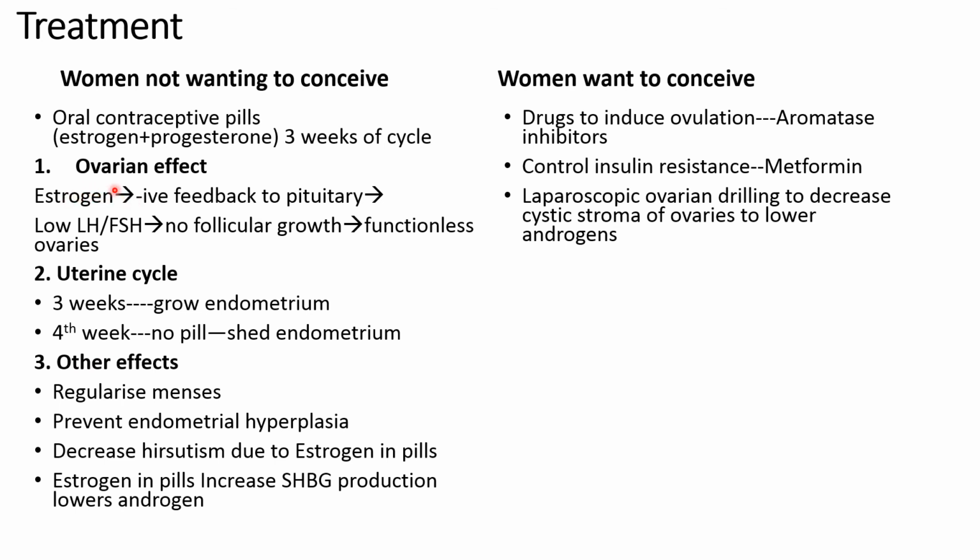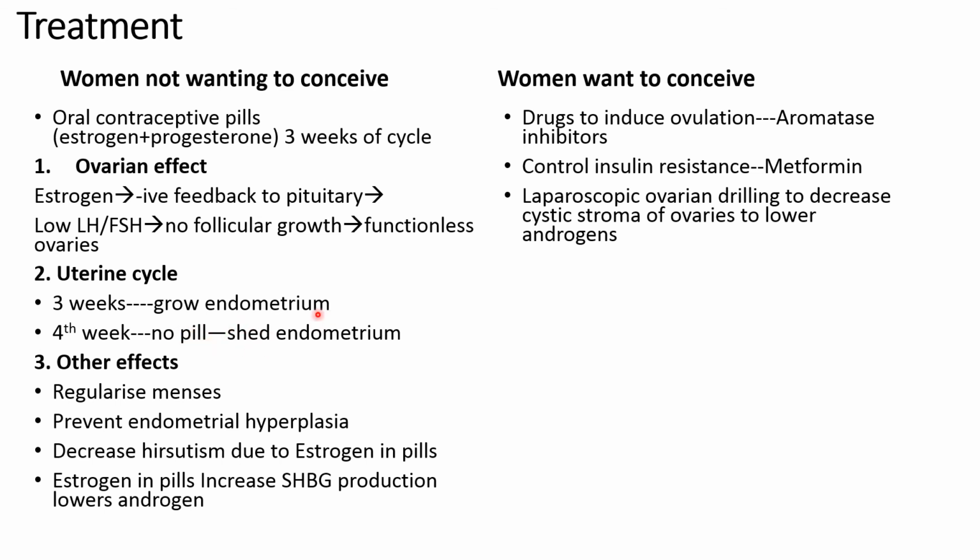For the ovarian effect, the estrogen in the pills would give negative feedback to the pituitary, and they would lower LH and FSH. So there would be no follicular growth in the ovaries because LH and FSH would be lower, and then the ovaries would become functionless. There would be no dominant follicle, no Graafian follicle, no ovulation. So the ovaries would become dormant, and then the uterine cycle would also be affected. For 3 weeks, the pills that have estrogen and progesterone would be given.